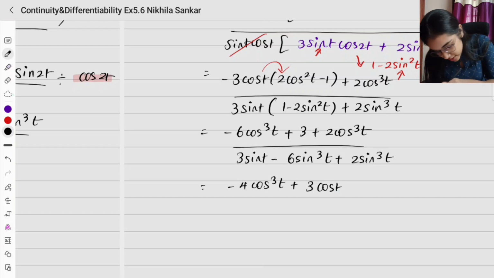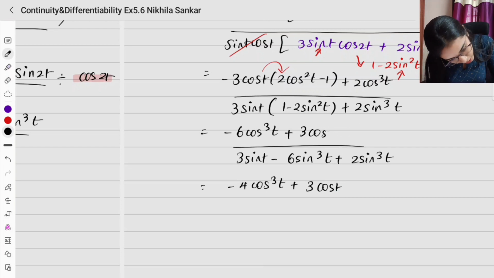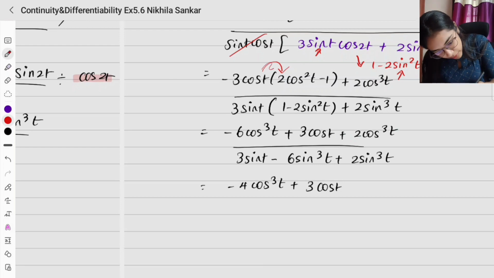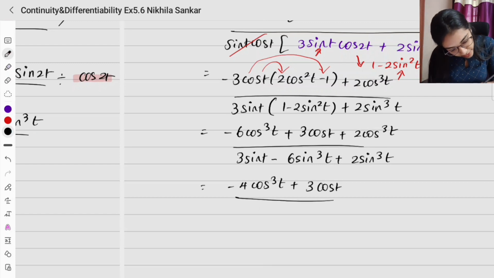Okay, I forgot a term here. So here I'll have 3 cos t plus 2 cos cube t. In the second term, when you multiply, I'll have plus 3 cos t. Right? I missed the cos t. Divided by, here, 3 sin t minus 4 sin cube t.